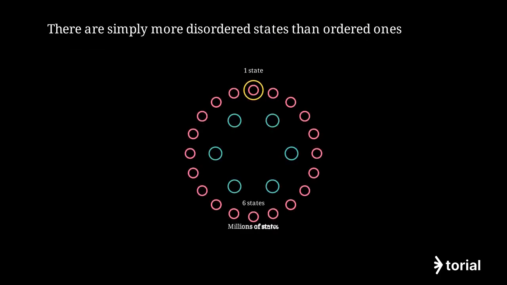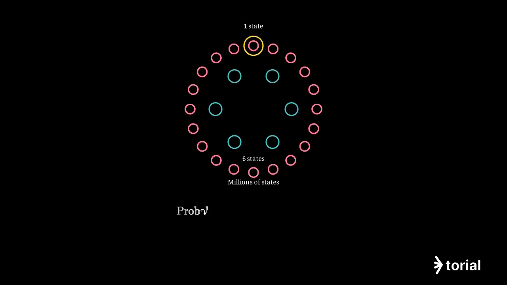One ordered state at the top. Several partially ordered states in the middle. Millions of disordered states at the bottom. Probability is proportional to the number of available states, so disorder is overwhelmingly more likely.